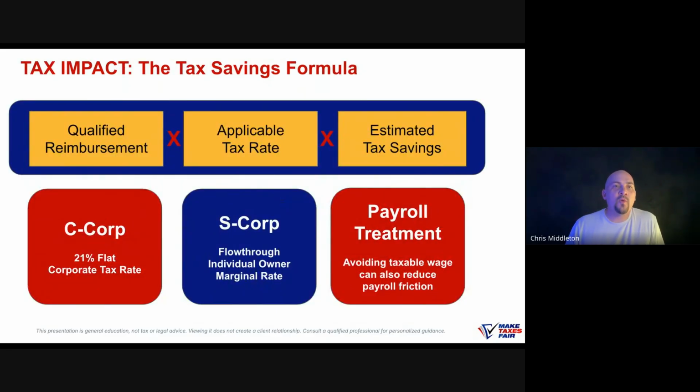Tax impact. So qualified reimbursement, let's say it's $1,000, times the applicable tax rate equals your estimated savings. That should be an equal sign, not an X. So sorry about that. But live and unscripted, like I said. So if you're a C-Corp, 21% flat corporate rate at the moment. S-Corp, it's a flow-through, individual rate at whatever the owner's marginal rate is. So if you have somebody at the 37% bracket, guess what? That $1,000 reimbursement is going to be worth $370.